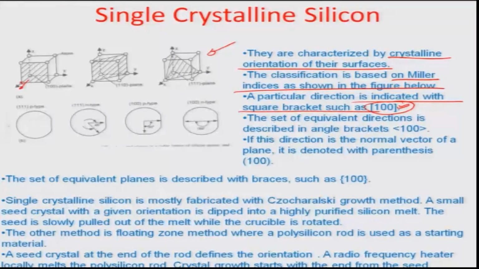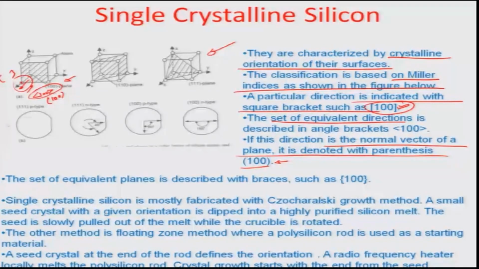If you wanted to represent a set of equivalent directions, it is described by an angular bracket. Say in a crystal you have many such unit cells or lattices, and you have to describe commonly what is the 1 0 0 direction. So you would make an angled bracket in order to represent that, and if this direction is the normal vector of a plane, that is denoted by the parenthesis, the circular bracket (1 0 0). So, a direction is represented by square brackets, a set of directions by angular brackets, and if you want to represent the plane that is perpendicular to the direction 1 0 0.